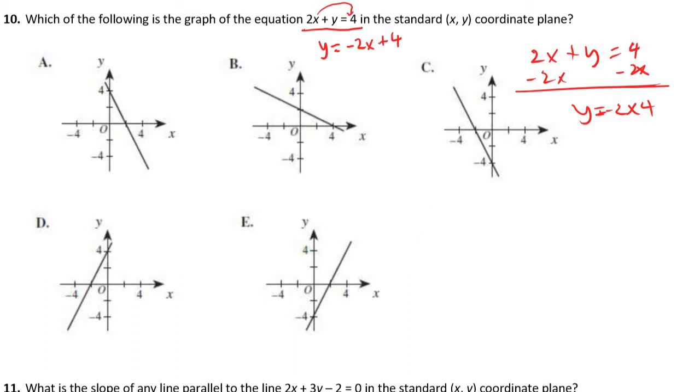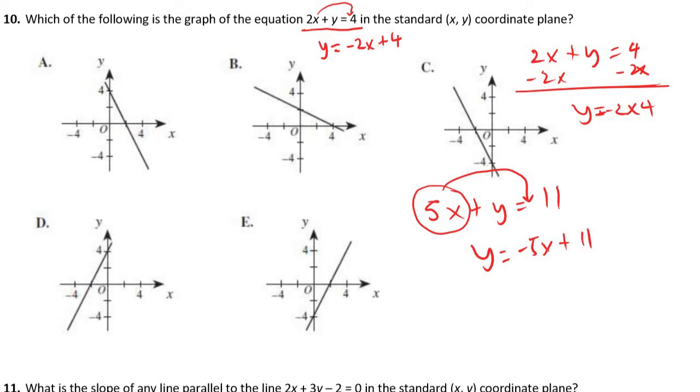Why? If I give you, let's say, 5x plus y equals 11, I don't need to do anything. I just move this mentally in my mind and slug it over there. So y equals negative 5x plus 11. That's how you do it so that you don't waste time. All right. So by moving things mentally in your mind, I don't need to do any work. I can just see that this slope will be a negative number straight away, because I'm moving it from left to right. It's going to be a negative number.